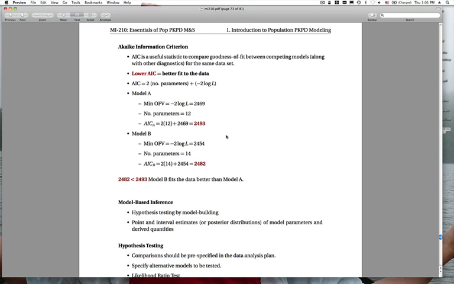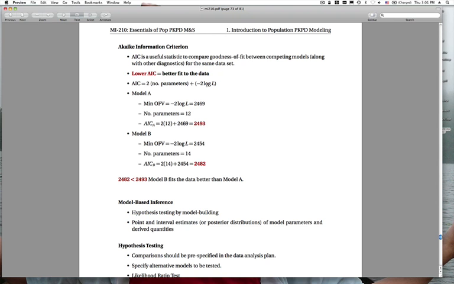Next, we'll talk about a few of the goodness of fit summary statistics that are used to compare models. One of them is the Akaike Information Criterion, the AIC. This is a useful tool to compare models. There are no requirements for the models to be related in any way. The only requirement is that they're constructed on the same data set and also under the same estimation method. So the lower the AIC, the better the fit to the data. And simply put, the AIC is equal to 2 times the number of parameters plus the minimum value of the objective function.